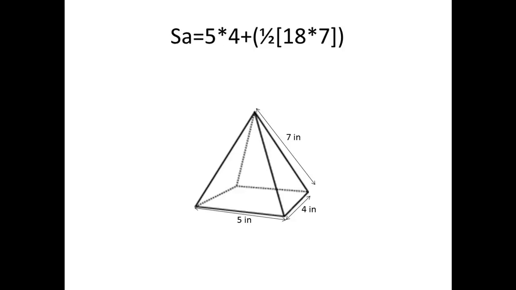Surface area equals 5 times 4, which is the base area, plus 1 half times 18 times 7, which is the perimeter and the slant height. Now you can multiply 18 by 7 and then divide by 2, or you can use distributive property and divide 18 by 2, making it 9, so now it's 9 times 7, which is 63. Then you would add them together and get the surface area equals 83 inches.